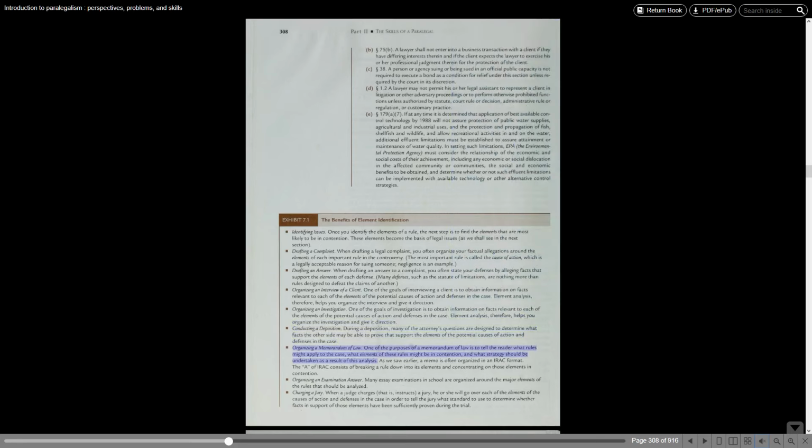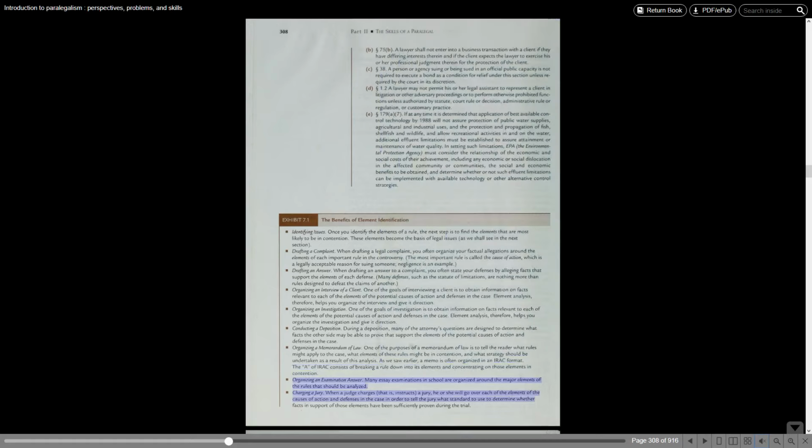Organizing a memorandum of law. One of the purposes of a memorandum of law is to tell the reader what rules might apply to the case, what elements of these rules might be in contention, and what strategy should be undertaken as a result of this analysis. As we saw earlier, a memo is often organized in an IROC format. The A of IROC consists of breaking a rule down into its elements and concentrating on those elements in contention.